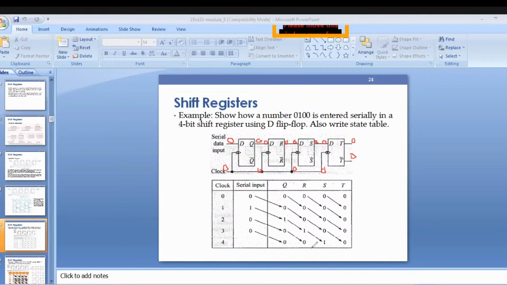The output is the serial data input plus the clock. When the serial data input is 0, the clock is disabled. When the serial data input is 1, the clock is enabled. Clear? Yes, sir. Like that you have to shift it.